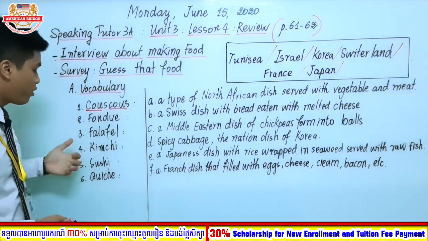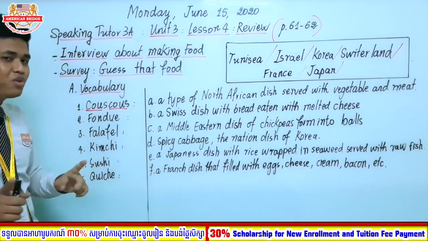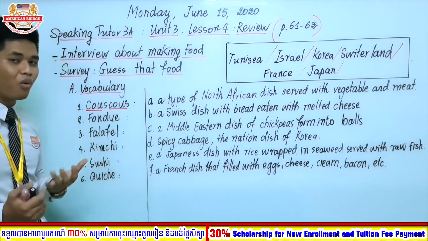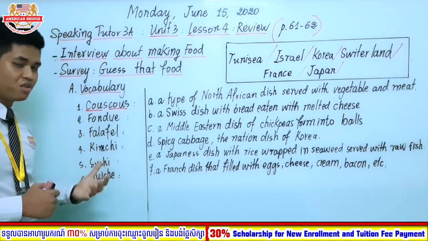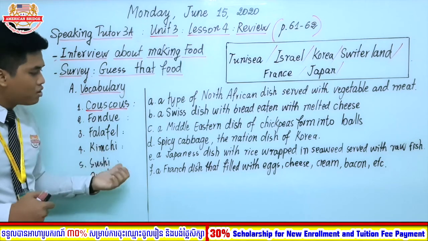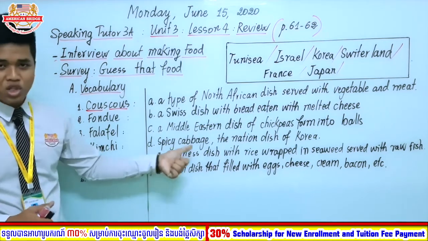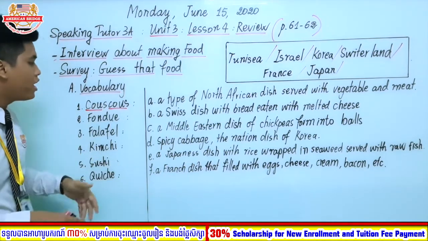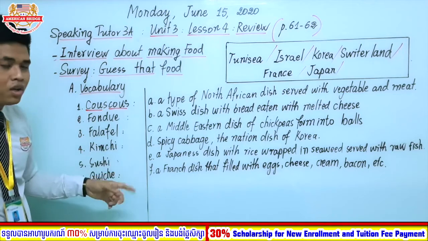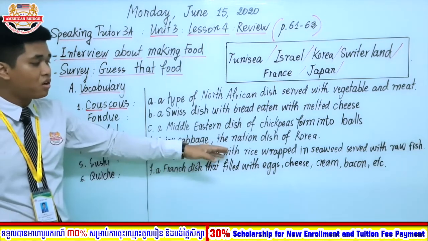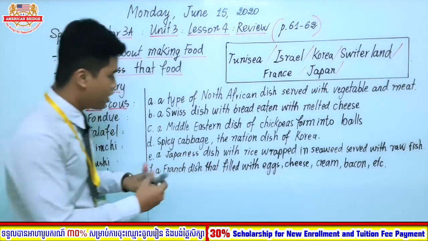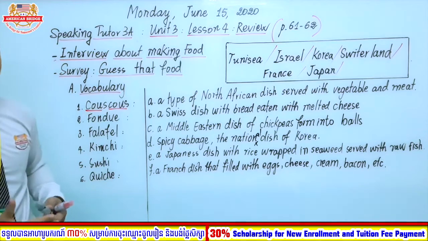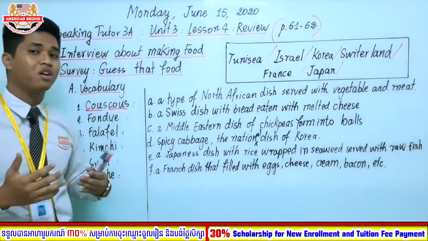Number 4 is kimchi. If you are a Korean drama fan, you might have heard this word before, or you might have seen this dish before. Kimchi is a spicy cabbage. It is simply a cabbage with a special ingredient, and they mix it together. It is the national dish of Korea. So this one is very popular in Korea.